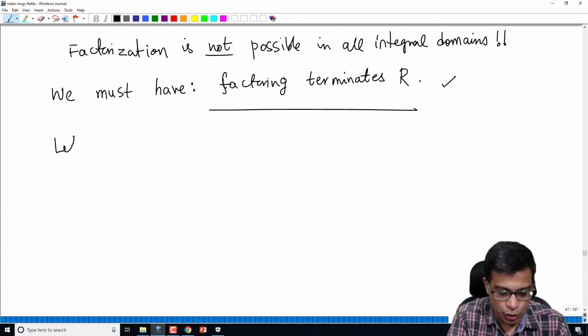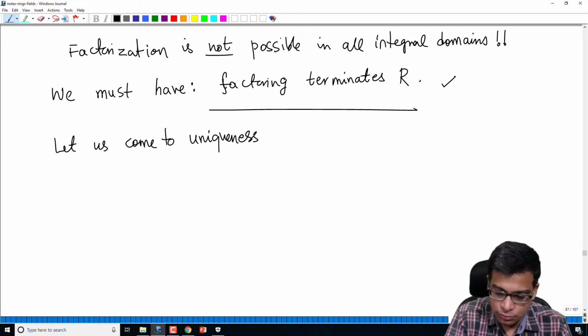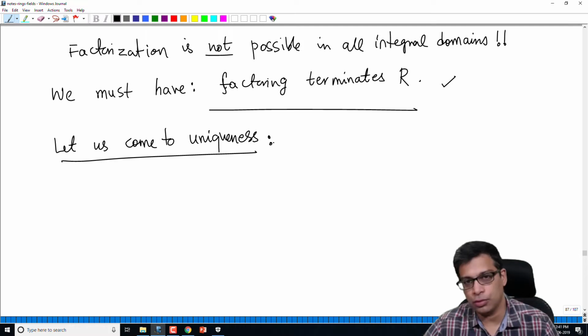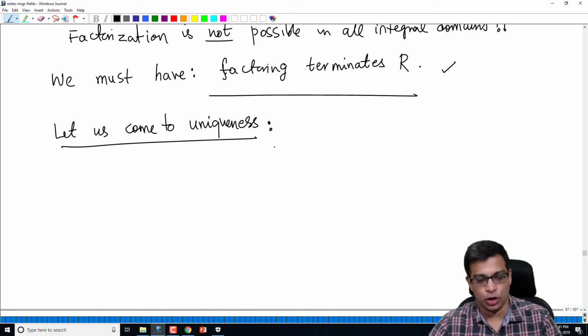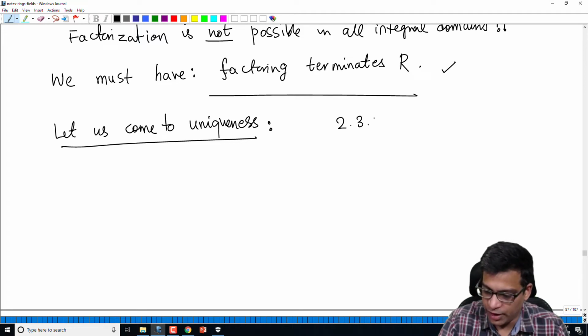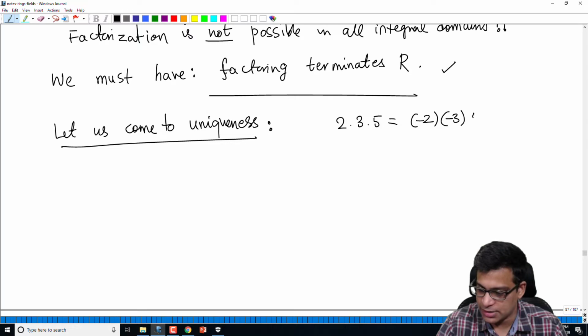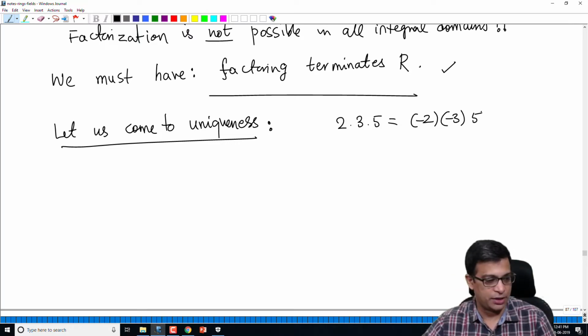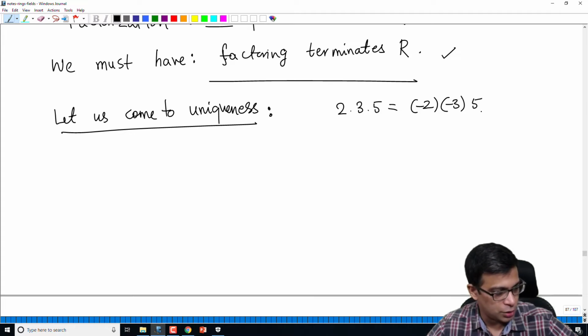But now let's come to uniqueness. Remember, uniqueness on the nose is not true even for integers, because the factorization 2, 3, 5 and the factorization minus 2, minus 3, 5 should be considered really the same, though the exact elements that appear there are not the same. So what is the notion of uniqueness that I want to define?